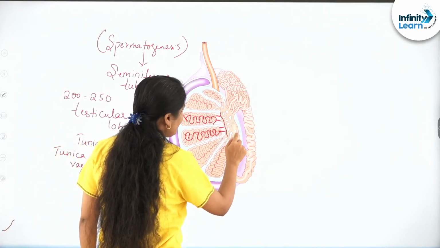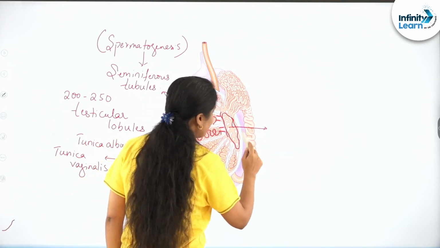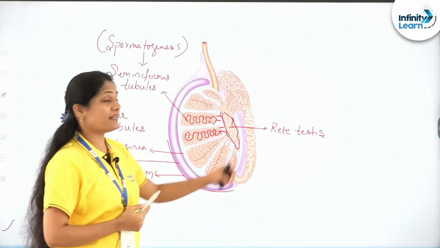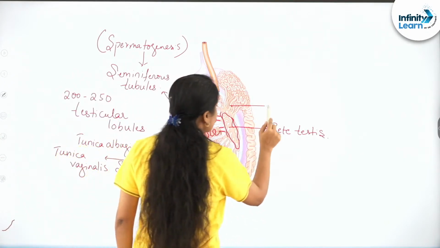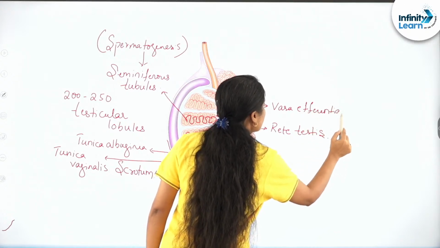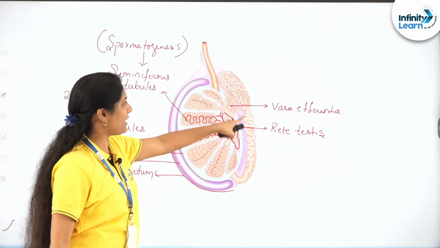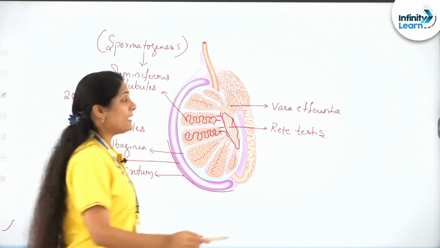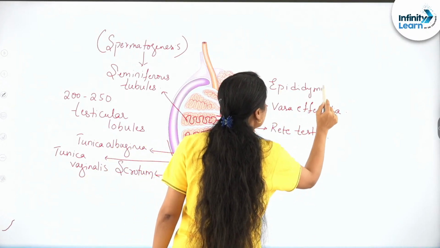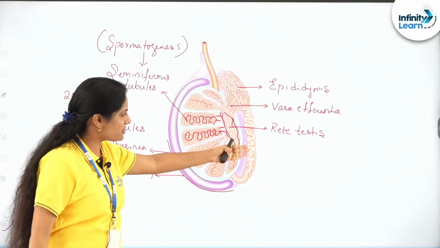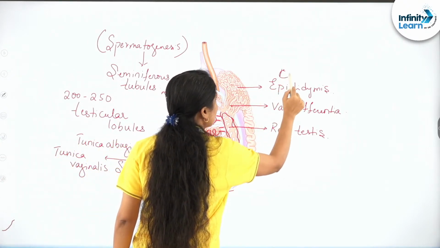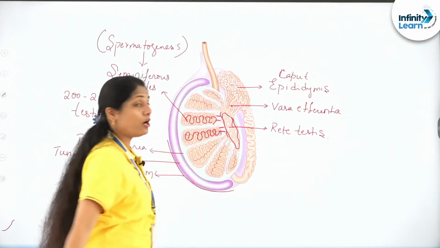And then it gets into this network. What is this particular network called? It's what is called the rete testis. So from rete testis, where does it go? It is going to the vasa efferentia. Vasa efferentia, and these tubules are leading to again a very tightly coiled structure. What is it called? The epididymis. Look at that structure. It's a long, tightly coiled one, you see. So this is what is called the caput epididymis, the head part of it. What is it called? Caput epididymis.